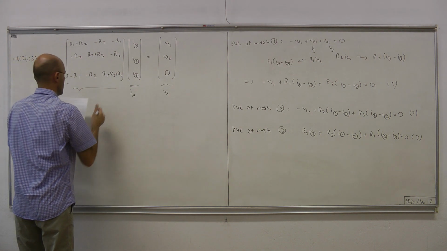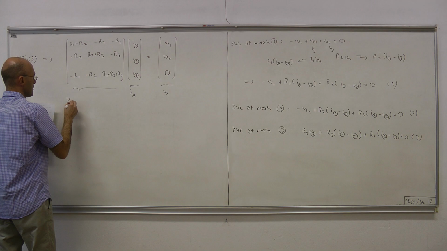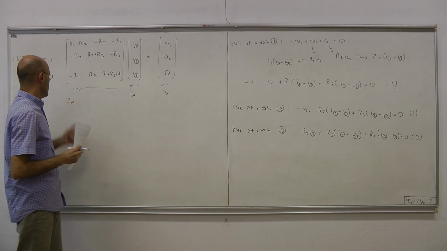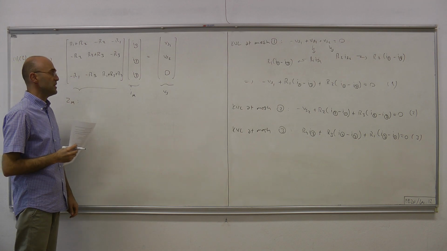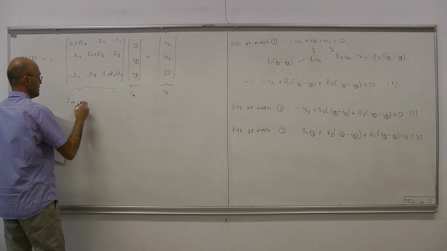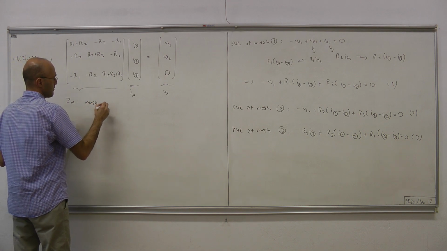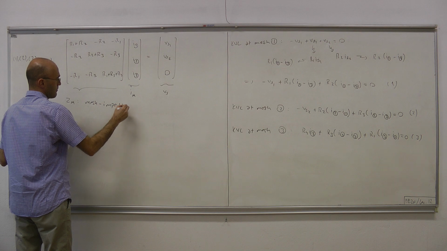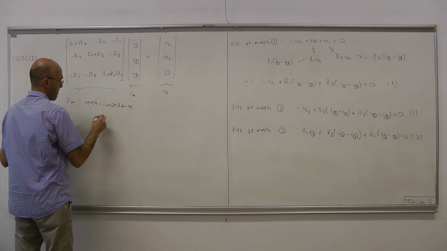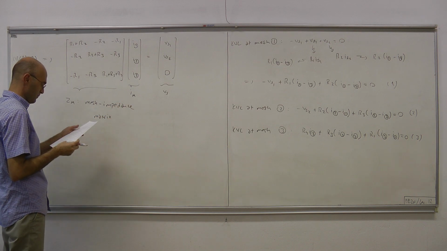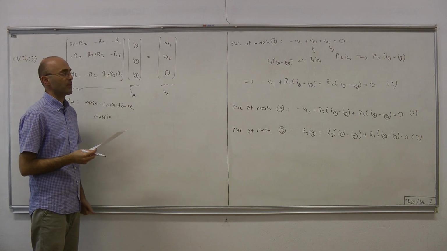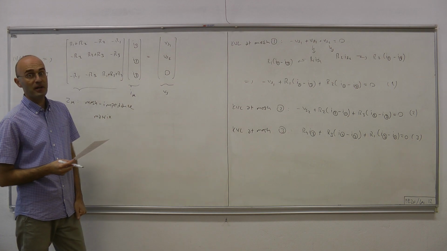And this matrix that forms is denoted usually by a capital Z, Zm, and it's the mesh impedance matrix. Okay. So this is mesh equations in matrix form.